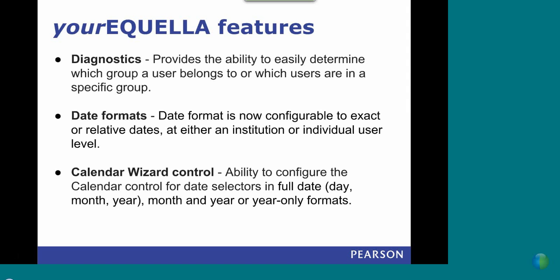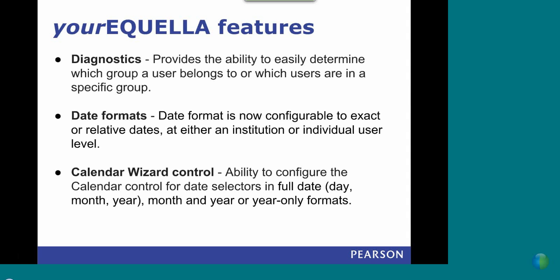So that being the case, we started off with talking a little bit about the EQUELLA features that we have rolled into 6.2. These have come from our client base. The first thing we'll talk about is diagnostics. We have a new diagnostics area that provides the ability to determine which group a user belongs to or which users belong to a certain group.